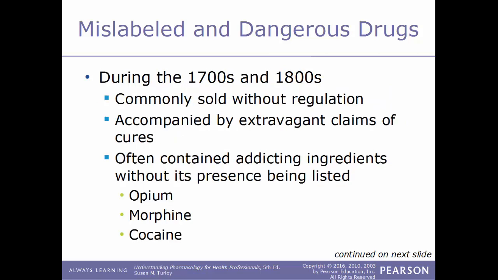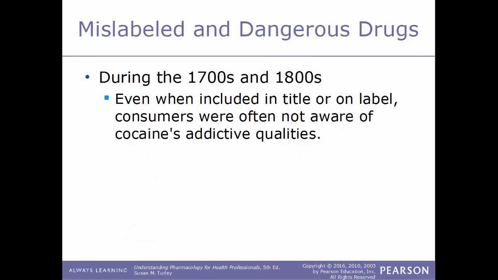Now, during the 1700s and 1800s, drugs were commonly sold without any kind of regulation. So these were accompanied by very extravagant claims of cures. And many of these drugs would contain very addictive ingredients that were never mentioned or described in the medicine, such as opium or morphine or cocaine. Even when addictive ingredients such as cocaine were listed in the title, consumers were often not even aware of what cocaine was or its addictive qualities.